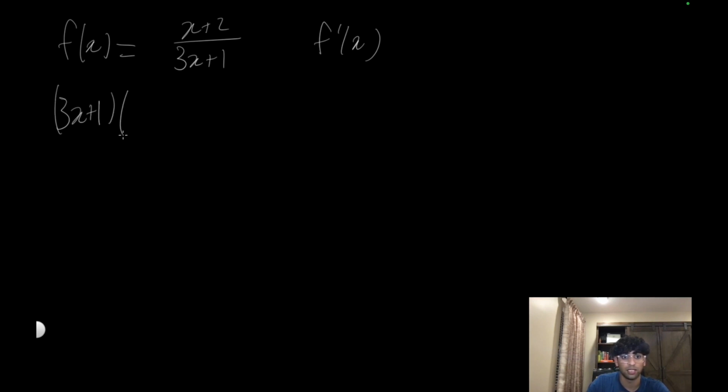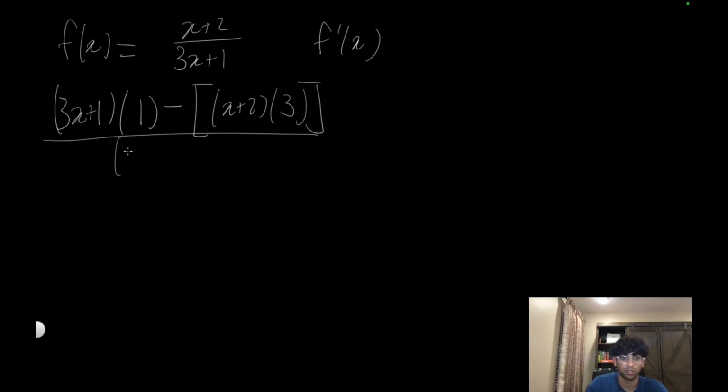We have f of x equal to x plus 2 over 3x plus 1. I want you to find f prime of x, obviously. Because this is a fraction of two functions, we will use the quotient rule. Let's take it step by step. Low d high, 1, minus high d low. In this case, the derivative is 3, over bottom squared.